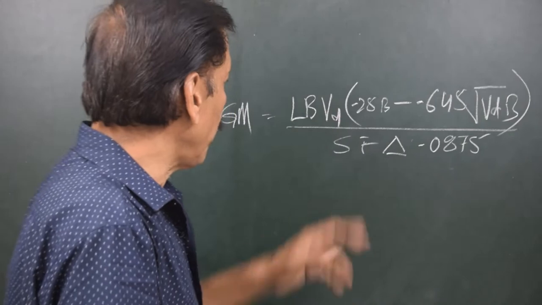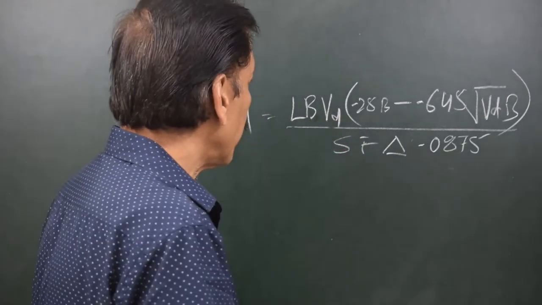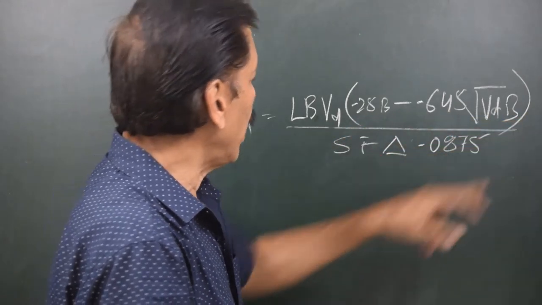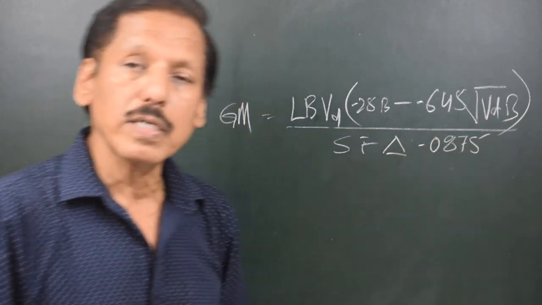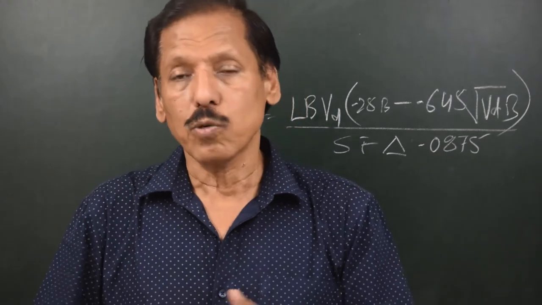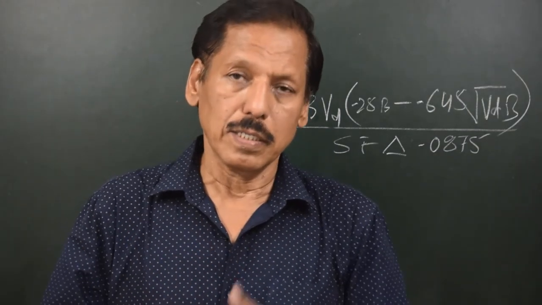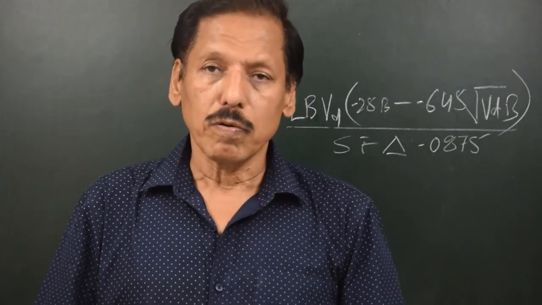Now in this formula, L means the total length of all filled compartments, B is molded breadth, V is the average void depth, 0.25B, B is molded breadth, VD and B I have told you, SF is stowage factor, displacement, and 0.0875. So these are the conditions, and there has to be an undertaking by the master that the ship will satisfy these conditions. So this is the situation when you don't have document of authorization.